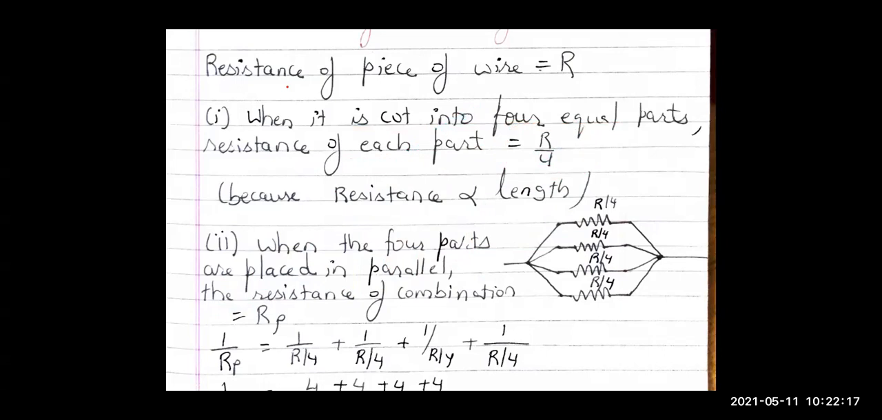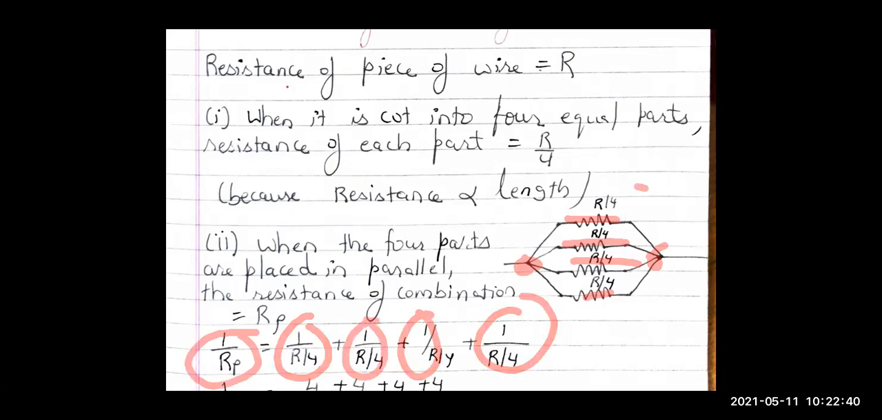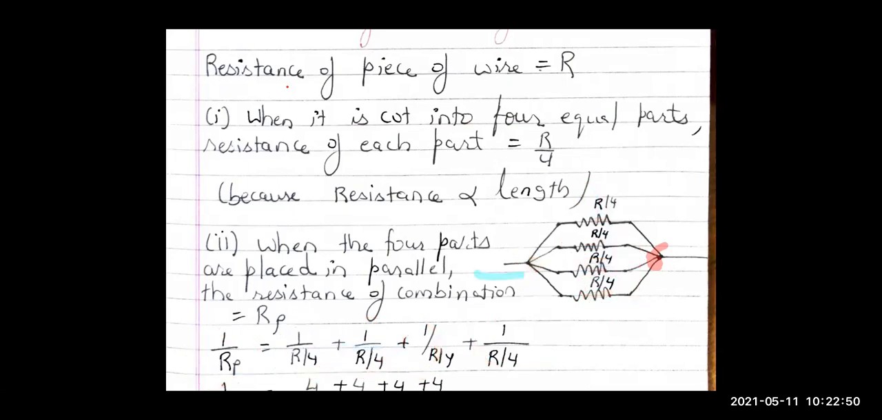Now next what they are saying in the question, that all the 4 parts you are connecting them in parallel. So can you see all the 4 parts are connected between 2 common points, right? Okay. Now we have to find the effective resistance. In parallel, you know the formula: 1 upon Rp equals 1 by R1 plus 1 by R2 plus 1 by R3 plus 1 by R4. R1 value is R by 4. R2 value is R by 4. R3 value is R by 4 and R4 value is R by 4. All values are the same, right, beta? So we'll put those values over here.